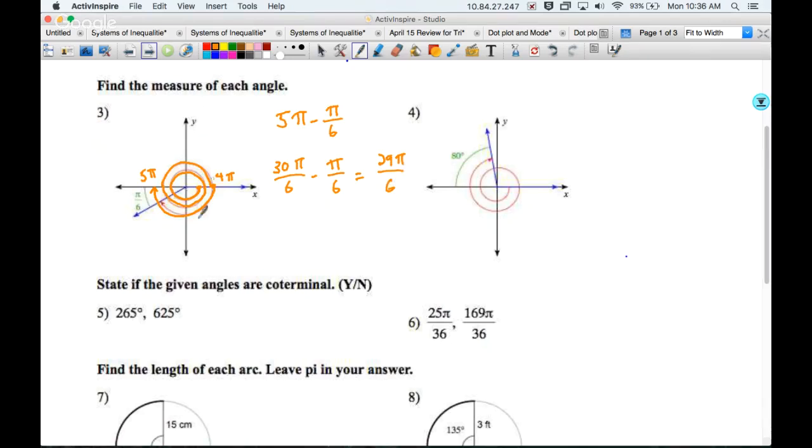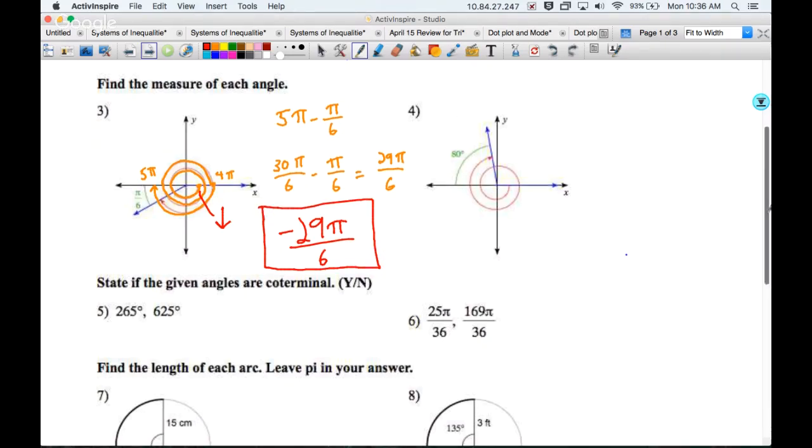But then I check to see which direction was my rotation. You can have positive and negative rotation. Notice the first move I did right here was I went down from my x-axis, so that makes this negative rotation. You could also say clockwise is negative, which means that the true measure of this is negative 29 pi over 6 radians, or just leave it like that.